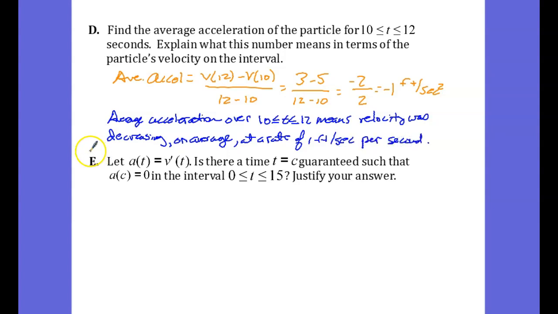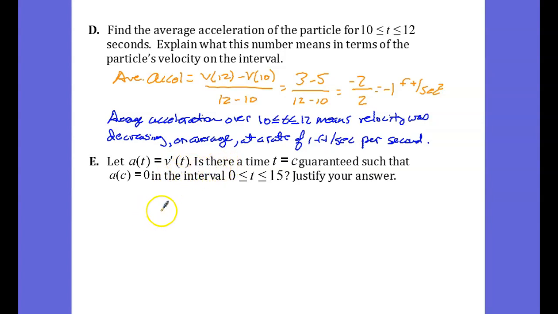And let's look at part E. Let A of t equal v prime of t. Is there a time t equals c guaranteed such that A of c equals 0 in the interval from 0 to 15? Justify your answer. Okay, so this is a mean value theorem problem. So we're looking for the derivative of velocity being equal to its average rate of change.